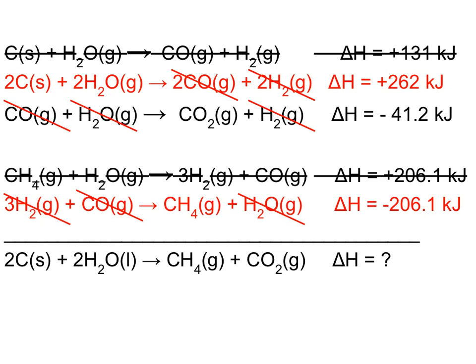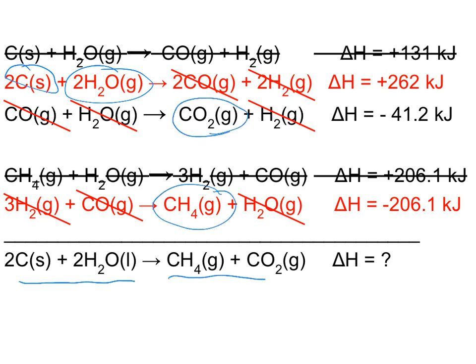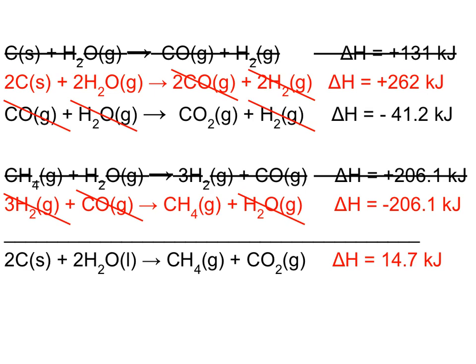And we see that what this leaves us with are our 2 carbons and 2 waters as reactants. And that's what we're looking for, so that's good. We're also left with CH4 and CO2 as products. And so we have successfully manipulated our equations how we need in order to attain our target chemical reaction. And so now we can just sum up our 3 delta H values for a delta H of 14.7 kilojoules for this reaction.